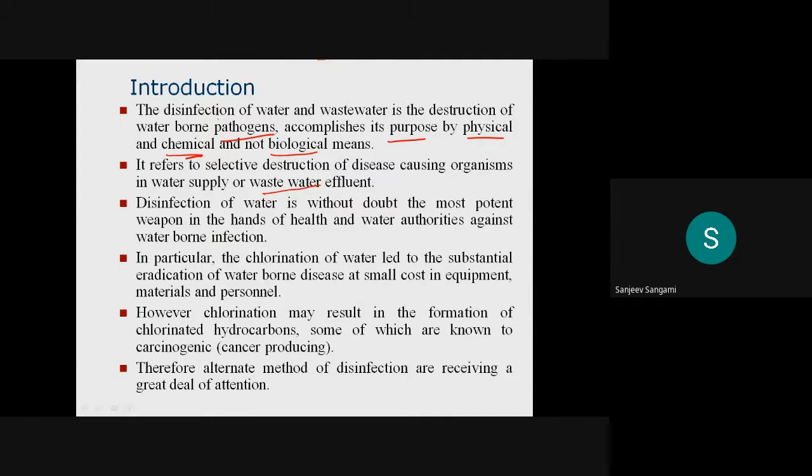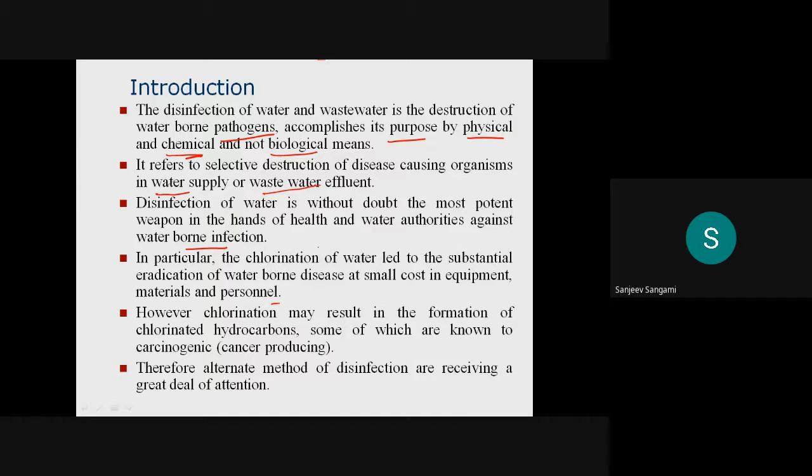Even in water, if you are removing the pathogens, the disinfectant will be used. The disinfection of water is without doubt the most important weapon in the hands of the health and water authorities against waterborne infection. In particular, the chlorination of water led to the substantial eradication of waterborne diseases at a small cost in equipment, materials, and in personnel also.